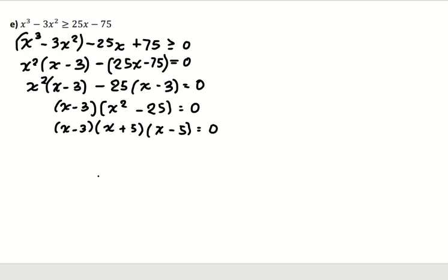Zero product rule. We equate all the factors to 0. So x minus 3 equals 0, that means x equals 3. x plus 5 equals 0, that means x equals negative 5. x minus 5 equals 0, that means x equals positive 5. Again, these are not yet the final answer. These are only the x-intercepts.